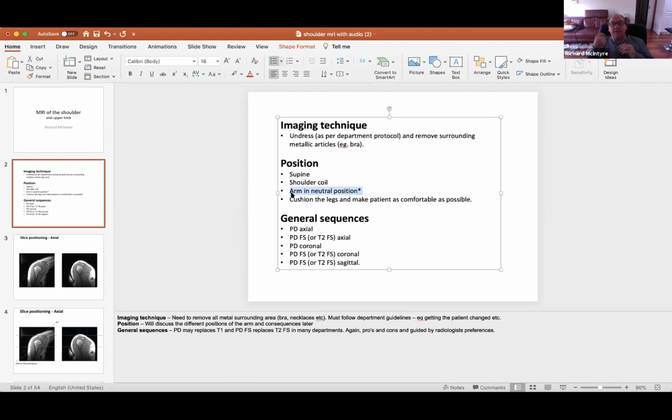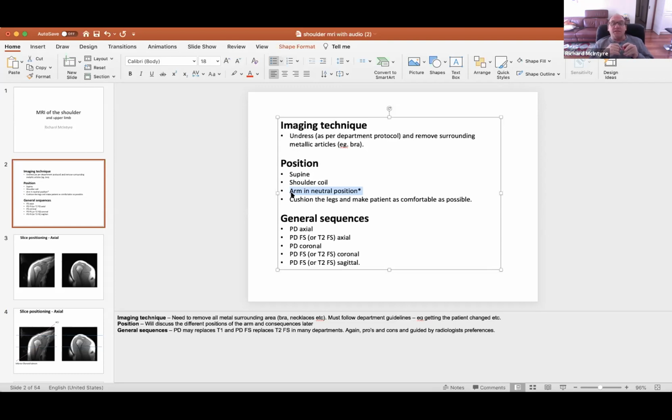This is dependent on department protocol as well. Some departments like internal, some departments like external rotation of the shoulder, and we'll explain the pluses, advantages, and minuses of each patient position later on. We make the patient as comfortable as possible.